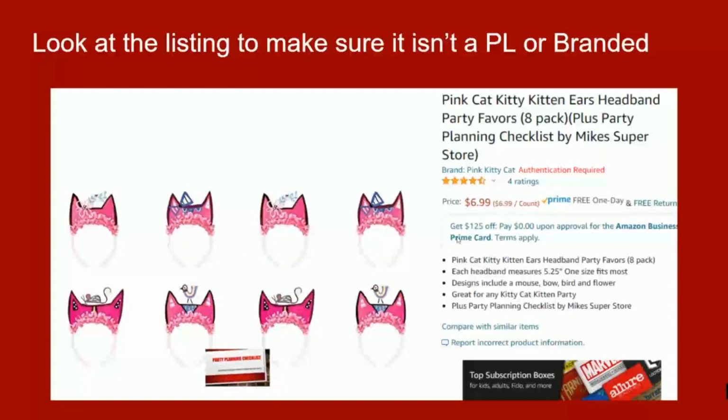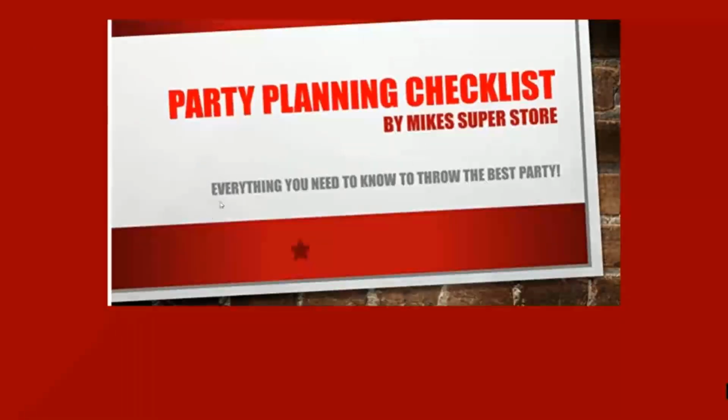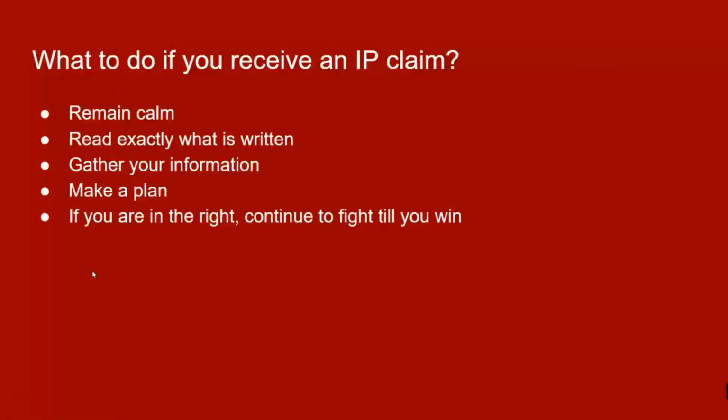So I just wanted to bring that up because I'm seeing this a lot more, and it's easy when you're out scanning to maybe miss some of these little things that make it a custom labeled type of item. I blew this up here. Mike goes somewhere and gets printed everything you need to know to throw the best party. I see these types of things a lot in grocery items, party items, etc., that make them special enough to be their own brand. Okay, so what do you do if you have received an IP claim? A real one, a fake one.